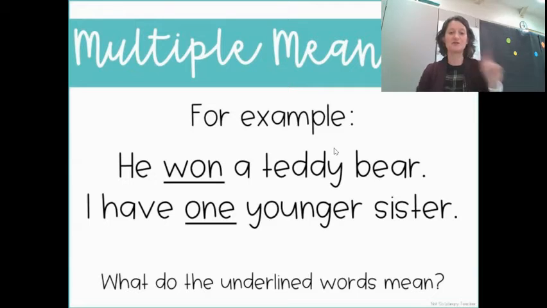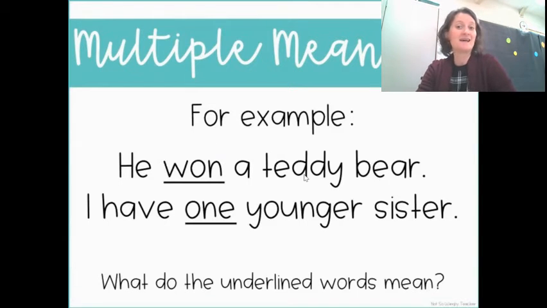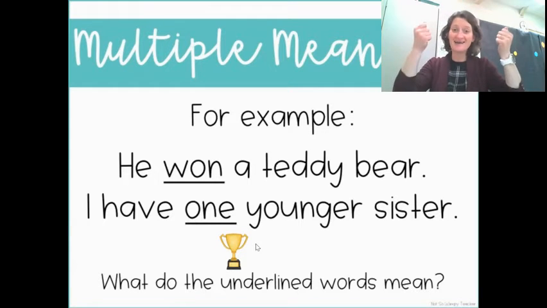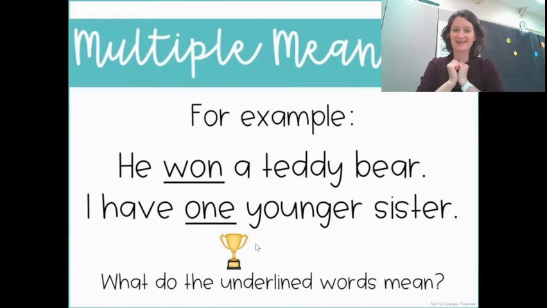Here's two sentences. The first sentence says, he won a teddy bear. The next sentence says, I have one younger sister. Won and one. They're not spelled the same, but they sound exactly the same. They're homophones. But if we won a teddy bear, that's like a prize. Yay, a trophy.